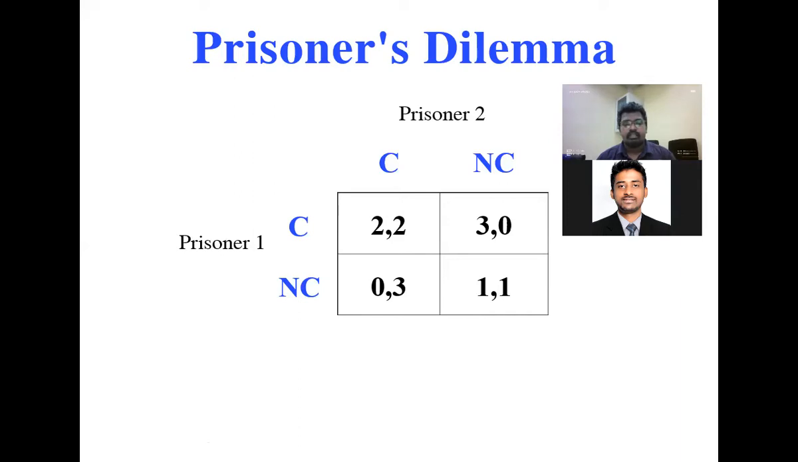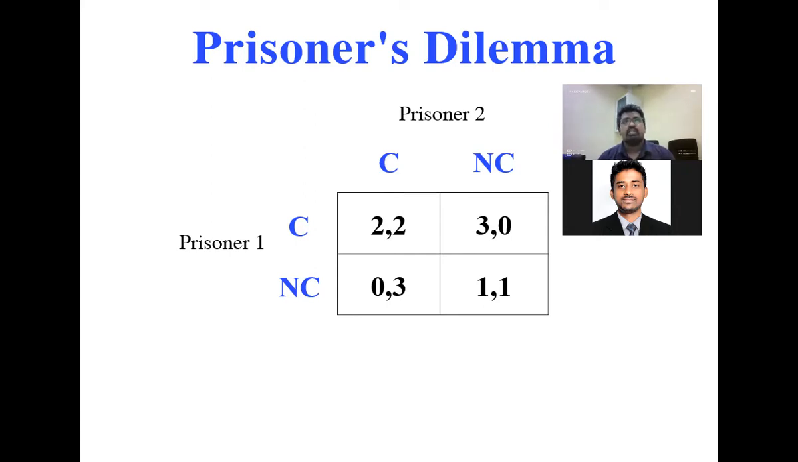If a particular prisoner confesses and the other one does not, the prisoner who confessed will end up with 3 years in jail, and the prisoner who did not confess will be free to go. If both prisoners do not confess, if both say no, I didn't, then both have to stay 1 year in jail. If both prisoners confess, then both have to stay 2 years in jail. That is what you can see in this matrix.